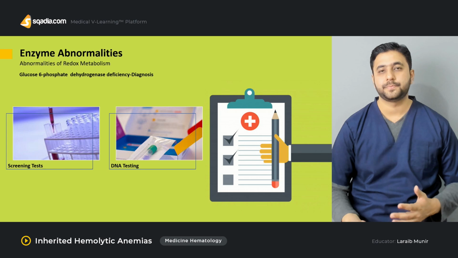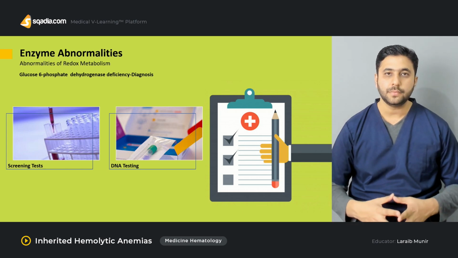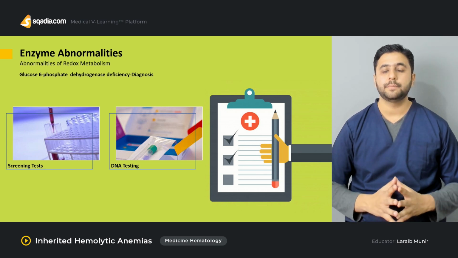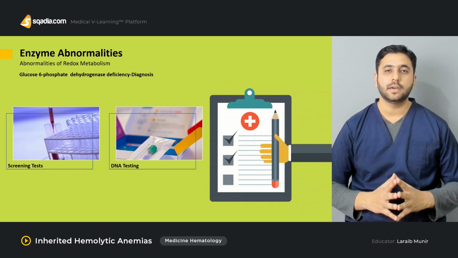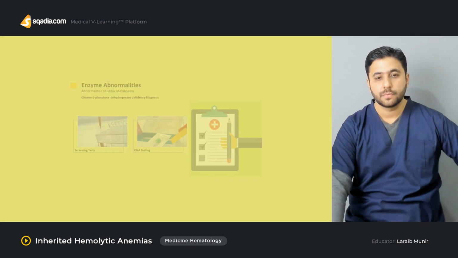Because it is an X-linked disease, you can screen the blood relatives as well with the help of DNA testing. But the major diagnostic test is the G6PD enzyme assay with the help of a screening.